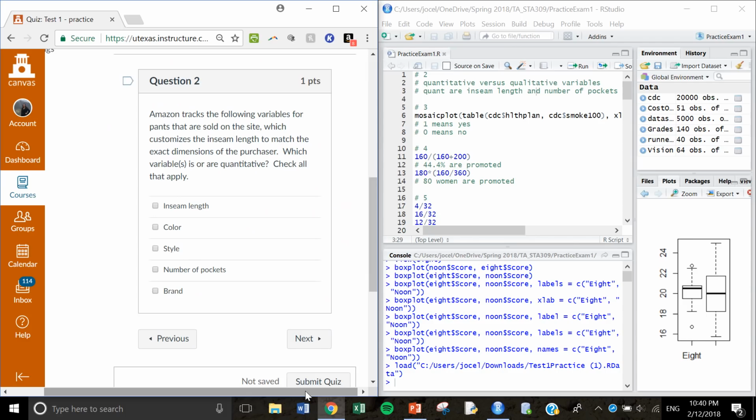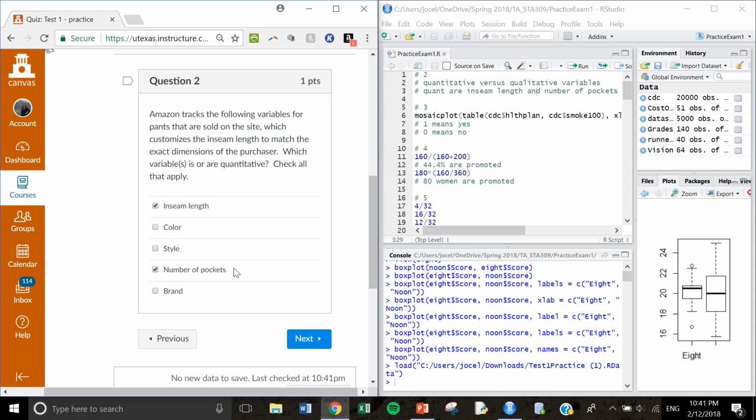Number 2, Amazon tracks the following variables for pants that are sold on the site, which customizes the inseam length to match the exact dimensions of the purchaser. Which variables are quantitative? So we have to check which variables are quantitative, which means we can apply mathematical functions to them. That includes inseam length, colors not quantitative, styles not quantitative, number of pockets is quantitative, and brand is not. The other 3 are categorical; inseam length and number of pockets are quantitative. We can do the mean of them, we can do the standard deviation of them, we can do mathematical functions on them. That is why those 2 are quantitative.